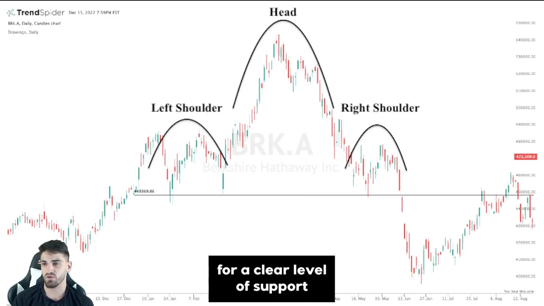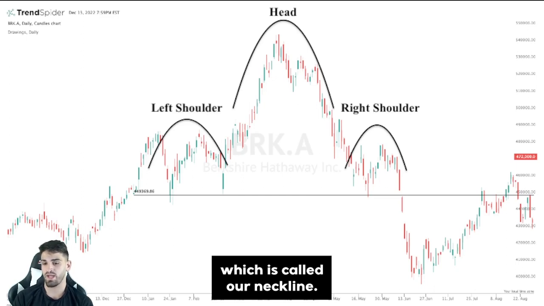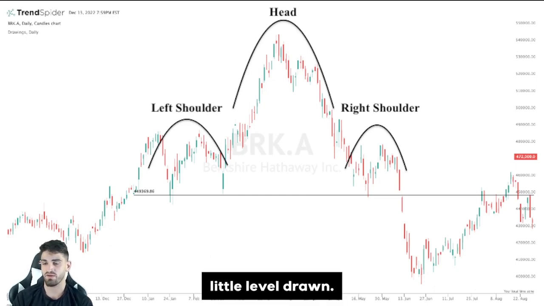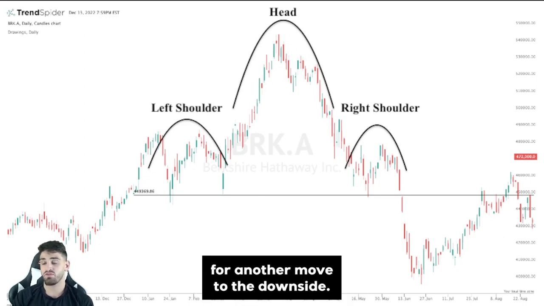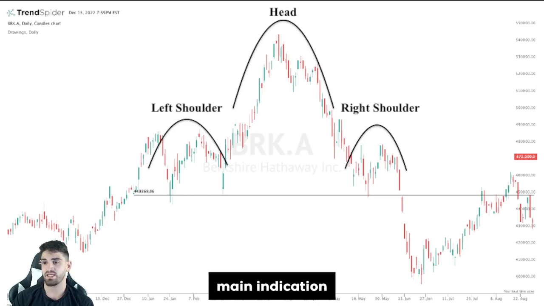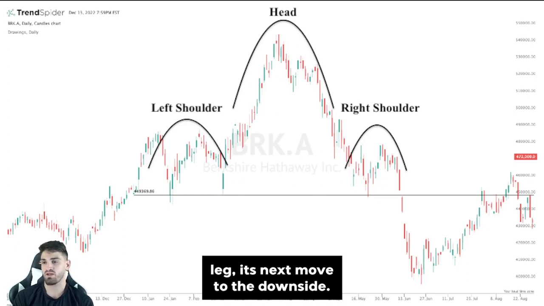And lastly, we're looking for a clear level of support where the head and shoulders sits on, which is called our neckline, as you can see below that little level drawn. What this formation is telling me is that a stock is ready for another move to the downside. Now, when the stock breaks the neckline, that is the main indication that the underlying asset is ready for its next leg, its next move to the downside.